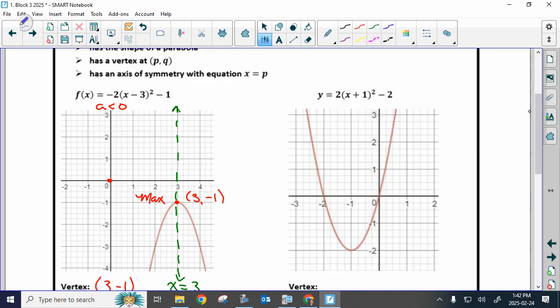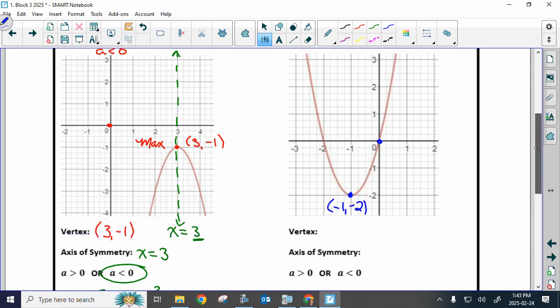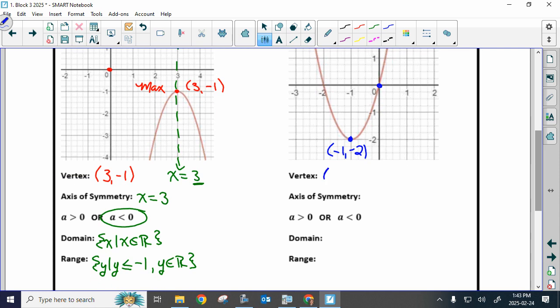This here is telling you left 1, down 2. So if I go left 1, down 2, I'm going to go from (0, 0). If I go left 1, down 2, there's my new vertex, (-1, -2). It's the exact opposite of what you see in here, and it's the direct q value. So the vertex is (-1, -2).